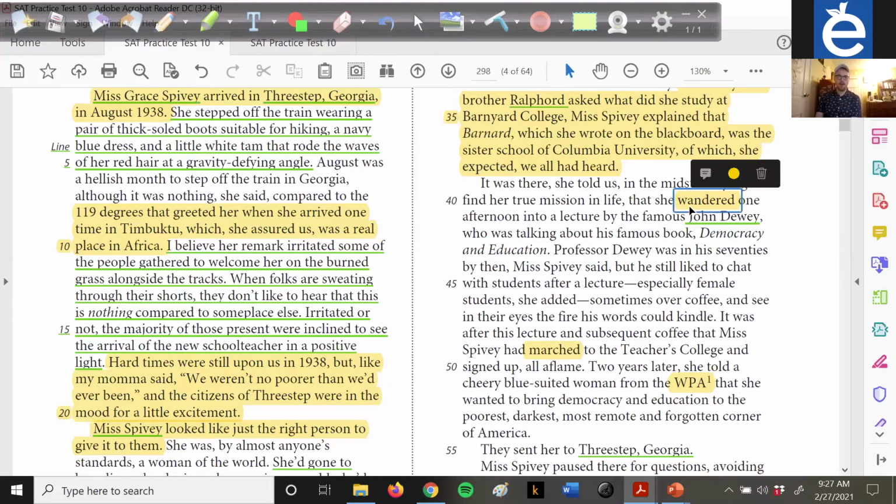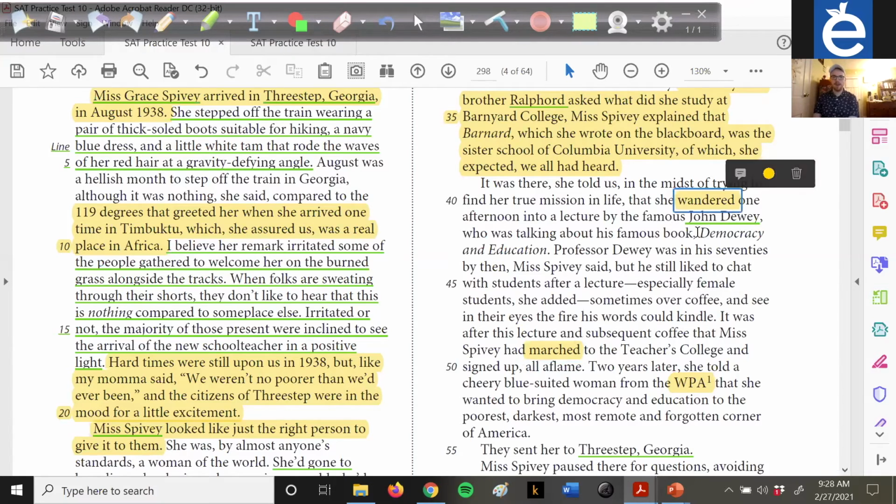So she wandered into this lecture by John Dewey and has a conversation with John Dewey. We see these metaphors of fire: the fire his words could kindle, and she was all aflame. So she has purpose here, right? That fire is the metaphor of purpose and excitement.